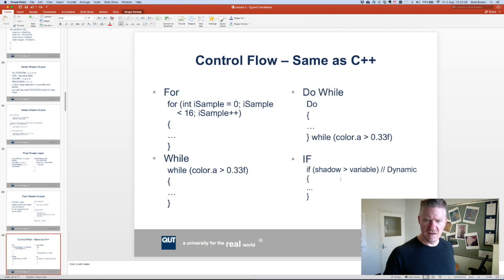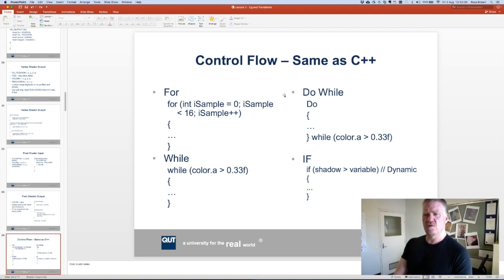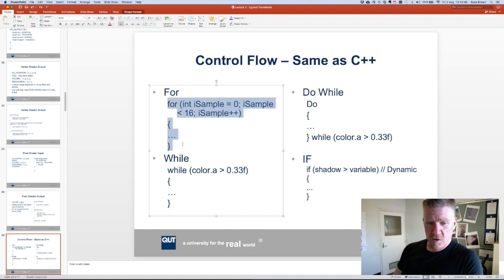Control flow. Third generation languages all require this, and this is a necessary thing. But the control flow is the same as C++. So for loops are the same. For a while there, you couldn't actually. So I think when I first started, you couldn't even put a for loop in a pixel shader. Wouldn't let you. Not enough instructions. I think you would have 256 instructions available to you for the pixel shader. Now you just don't care.